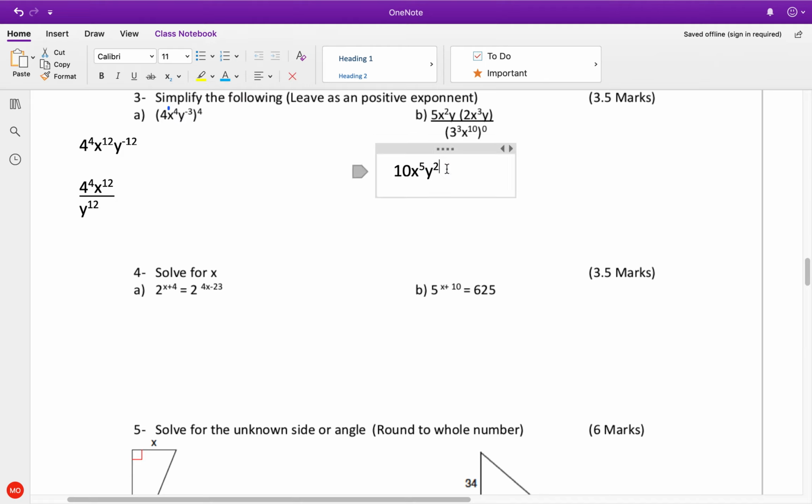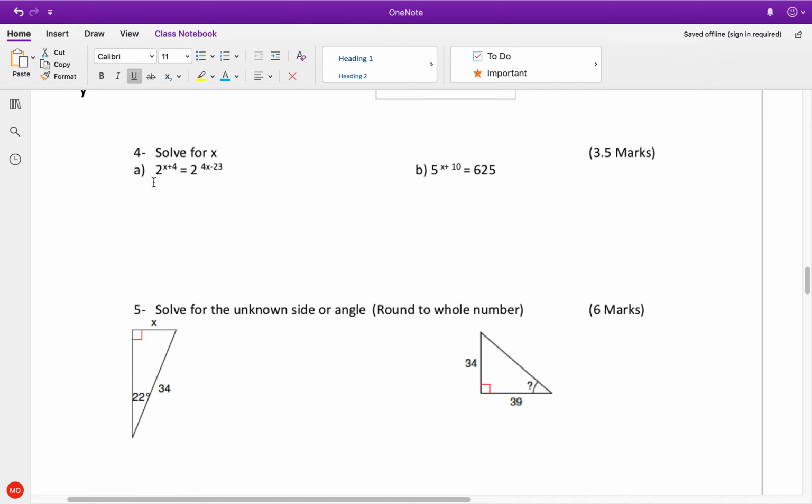Then we have to do the bottom. The nice thing is the bottom's real simple, because anything to the power of 0 equals 1. So whatever is in there doesn't really matter. It's just going to equal 1. So there is our answer. We don't have to even write the 1.